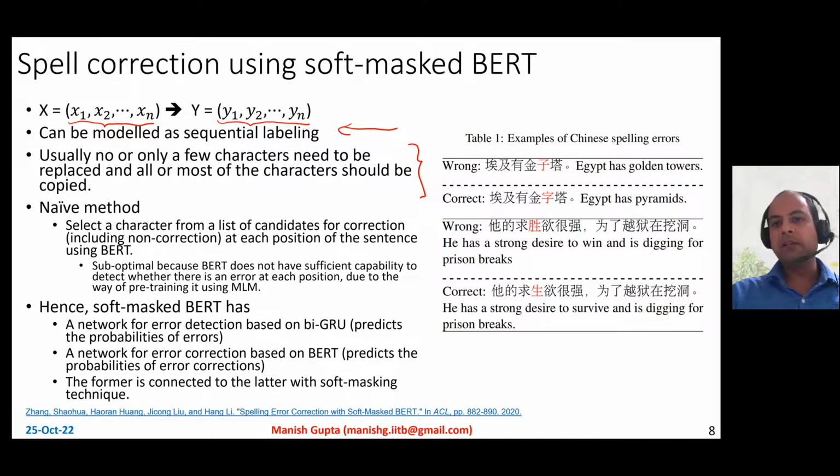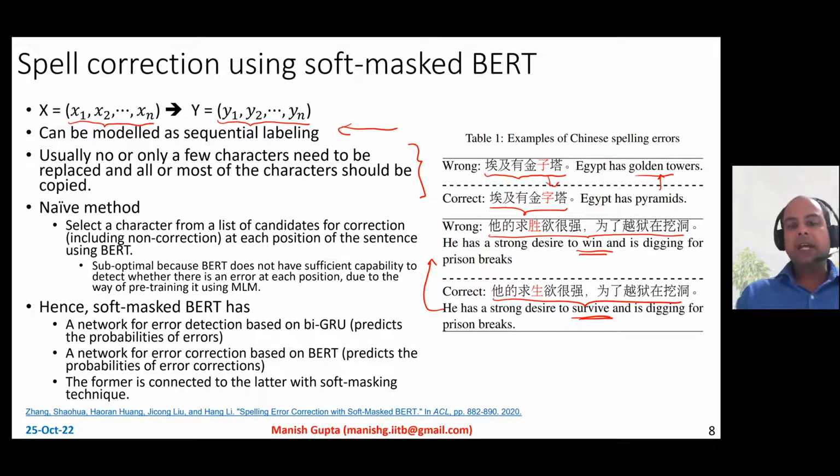Right? For example, here is a spell incorrect Chinese query, and here is a correct Chinese query. Similarly, this is an incorrect Chinese query, and this is the corrected version. If you look at the translation, the translation differs a lot. In Chinese, of course, every character carries a lot of meaning. So one small error can mean that Egypt has pyramids becomes Egypt has golden towers. Similarly, the correct thing was he has a strong desire to survive, and this one becomes a strong desire to win.